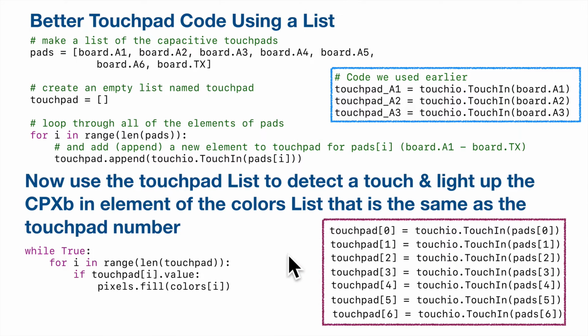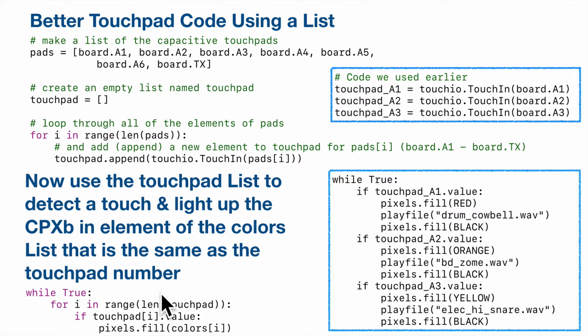So now that we've got this set up, let's take a look at the advantage of this. Remember, when we had a separate variable for each of the different touchpads 1, 2, 3, we had to have a separate if statement for each of the different conditions. So if 1 was touched, 2 was touched, 3 was touched. And if we've got to do this for all 7 pads, then we're going to have 7 of these if blocks. But look what we can do down here.